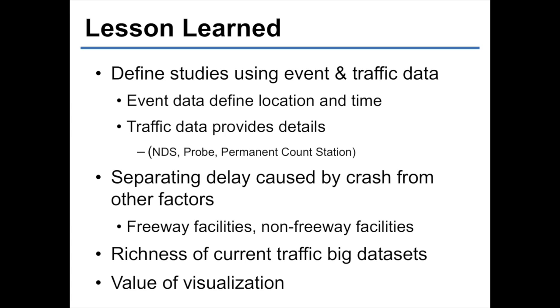So these are the lessons learned. When we do this kind of study, we use two types of data. One is the event data. In this case, we use crash events, but you can use any other event. The event gives you time and location, okay? And then based on the time and location, you find the trips.